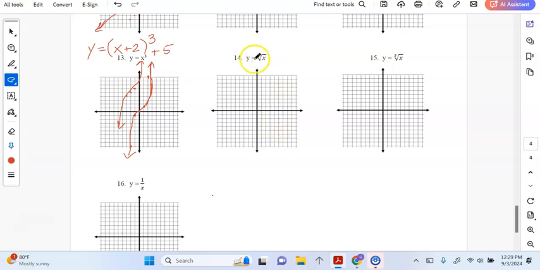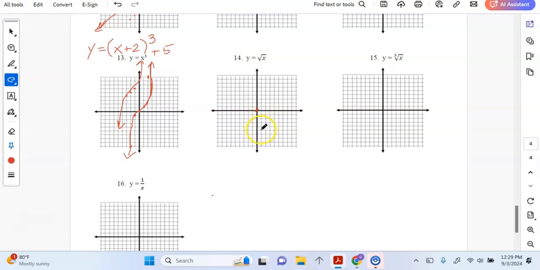Okay, the square root parent. We talked earlier when we were looking at Desmos, we can't input negative numbers. The square root of -4 is not real. So we start at 0. What's the square root of 0?